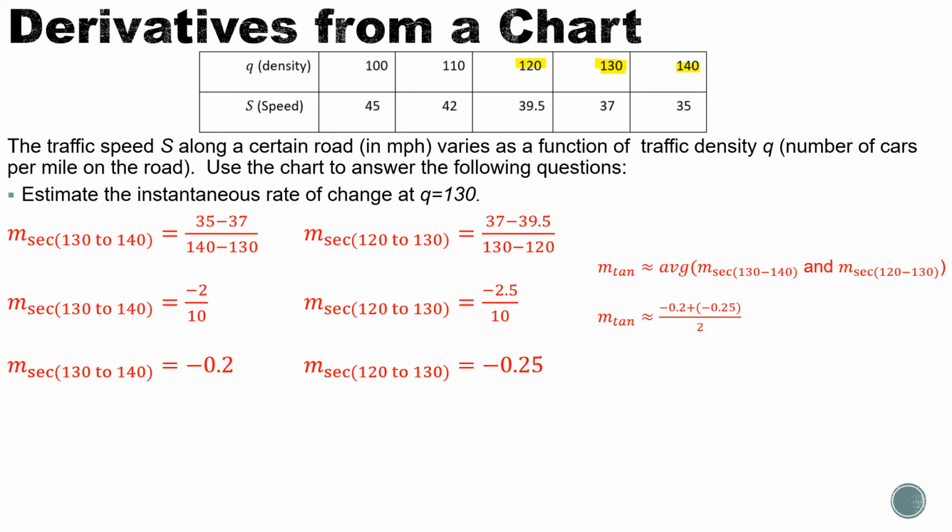Now, if you remember, for averages, all you do is you add up your numbers and divide by however many numbers you had. So I'm going to add up my two numbers, negative 0.2 and negative 0.25, and I'm going to divide that by 2, and I get that the slope of my tangent approximately equals negative 0.225. Now, again, remember, that's not an exact answer. That's just approximately what's going on based off of what was happening before and after 130.